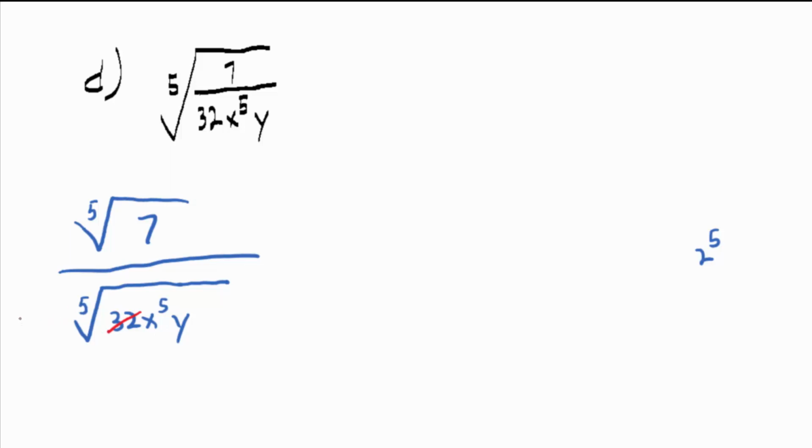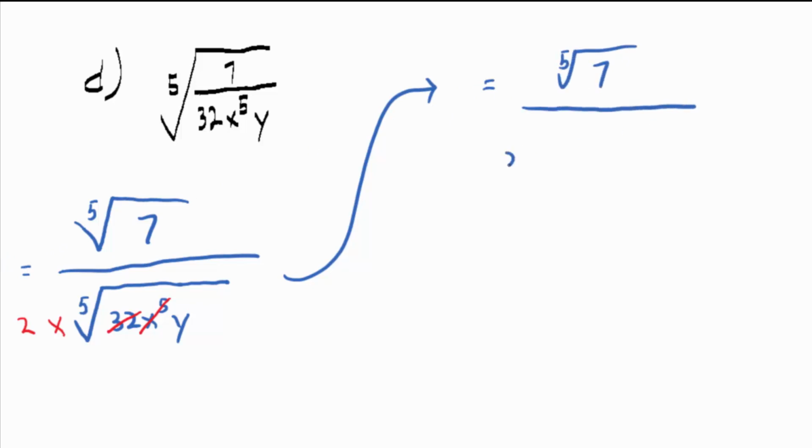The fifth root of 32 is 2, so you can bring a factor of 2 on the outside. What about the fifth root of x to the fifth? X. So bring that to the outside as well. And then let's rewrite it. The fifth root of 7 is still on top. On the bottom, we have 2x times the fifth root of just y, which is a little easier on the eyes as far as the radicand goes, right?